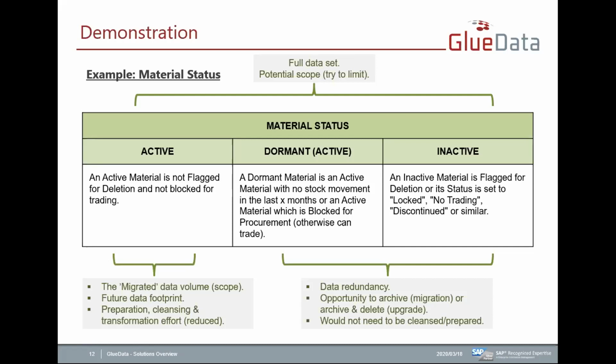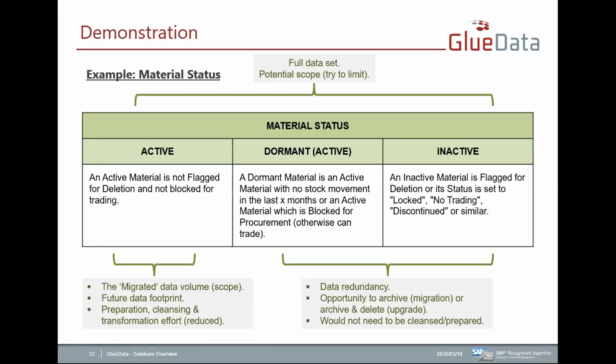All that data is active in the system. You're reporting on it potentially. It's potentially making processes and operations quite complex. There can be confusion. There's duplication of data. So you can deal with that by dealing with the data redundancy, identifying the ones you can flag for deletion, and that provides an opportunity to archive pre-migration or to archive and delete, if you're doing an upgrade.